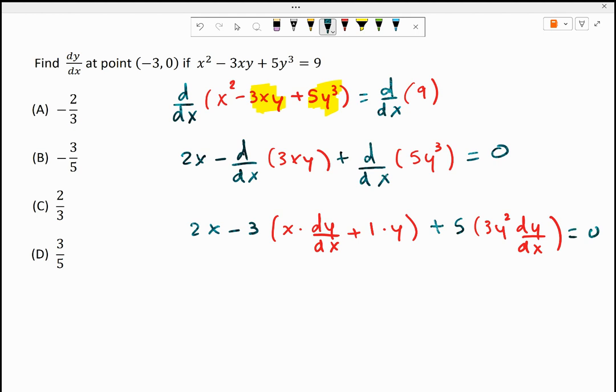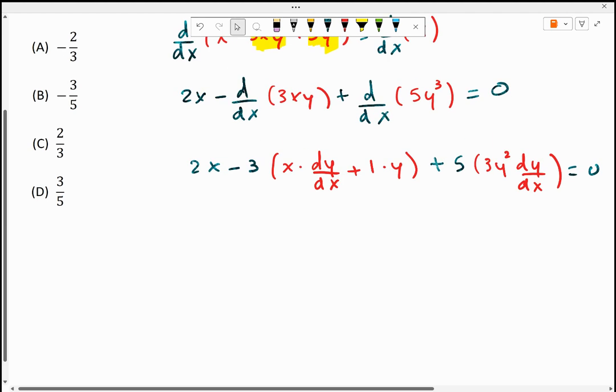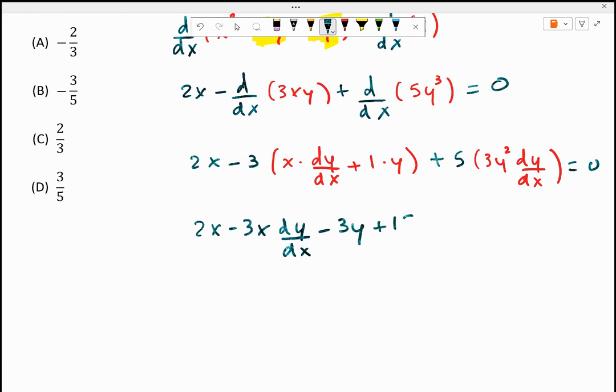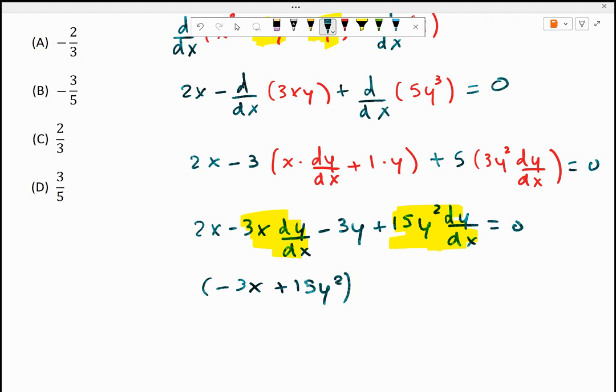All right, now we just go ahead and distribute this. So we're going to have 2x minus 3x dy dx minus 3y plus 15y squared dy dx is going to equal 0. Now, every term that has a dy dx, I'm going to go ahead and collect those terms, put them together. So I'm going to have negative 3x plus 15y squared, and then use the distributive property to multiply everything times dy dx. And all the other terms are just going to be moved to the other side of the equation. So this is going to equal negative 2x plus 3y.